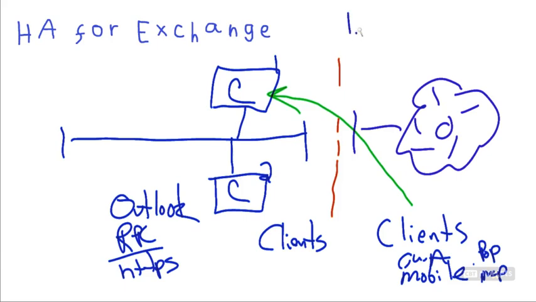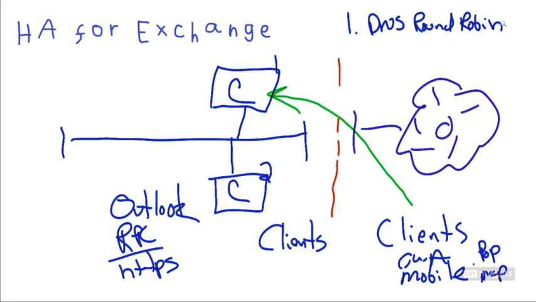One is, and this is not my preferred way, DNS round robin. Round robin simply means that we're going to use DNS, a very simple old-fashioned technique, to send everybody to one CAS server. If it doesn't respond, a few seconds later, send everybody to the other one. This doesn't require any special equipment or any special gear.